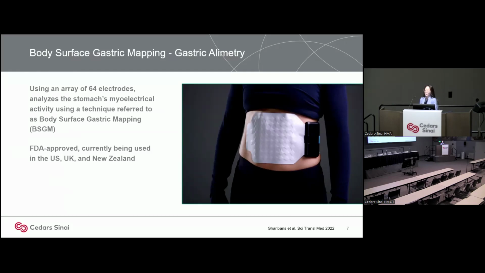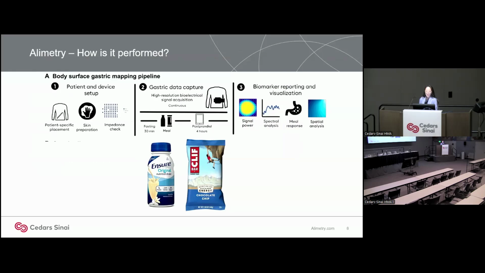So as opposed to the more archaic EGGs with 3 sensors, we are now offering a new technology called gastric alimetry. And instead of using those 3 sensors, this is using an entire panel and array of 64 electrodes, which analyzes the stomach's myoelectrical activity using a technique referred to as body surface gastric mapping. So we'll go into this test in more detail, but it is FDA approved in the United States, the United Kingdom, and New Zealand.